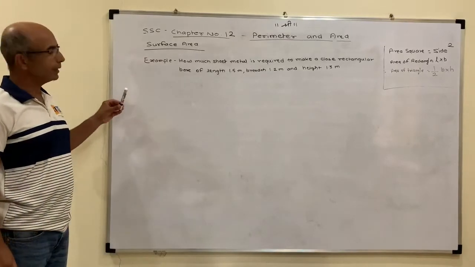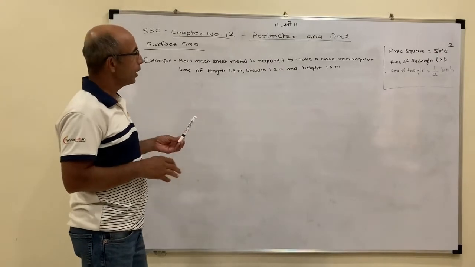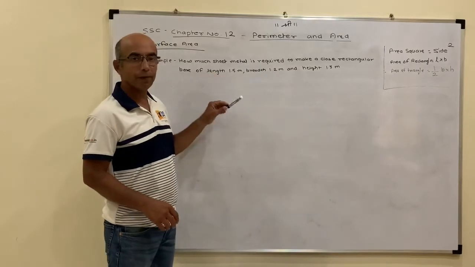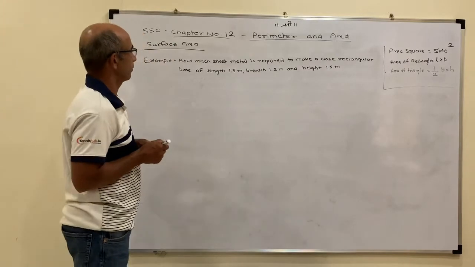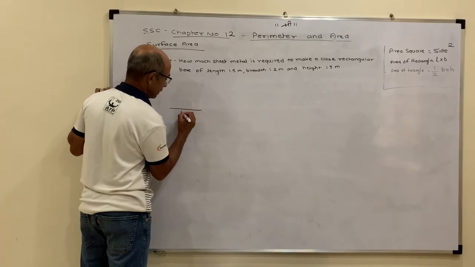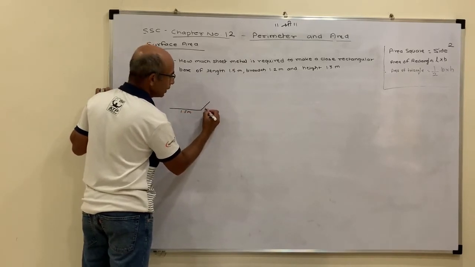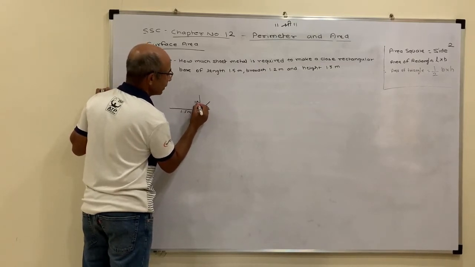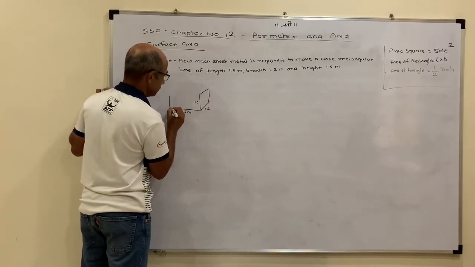Now let's look at this example. What they say: how much sheet metal is required to make a closed rectangular box of length 1.5 meter, breadth 1.2 meter and height 1.3 meter. So the length of my box is 1.5 meter. Breadth, they say, 1.2 meters. And my height of the box is 1.3 meters. So this way the box will look.